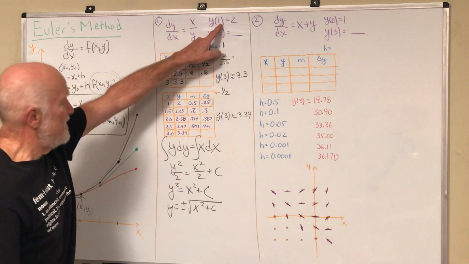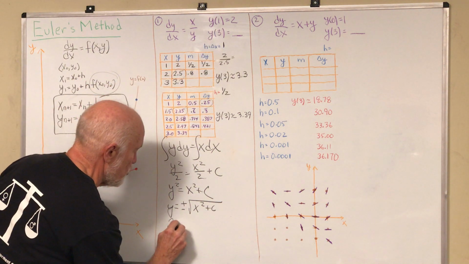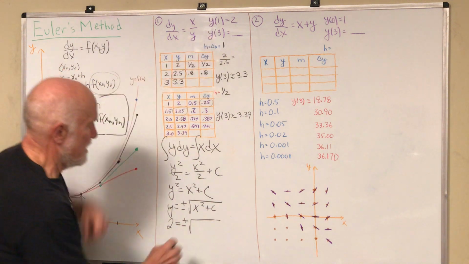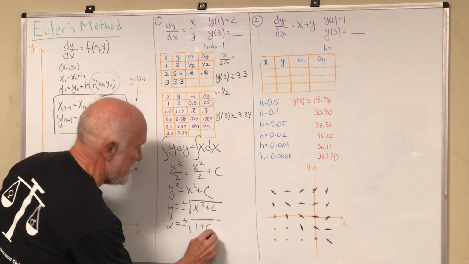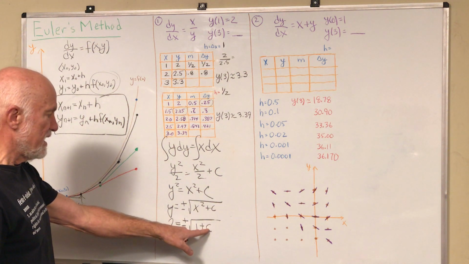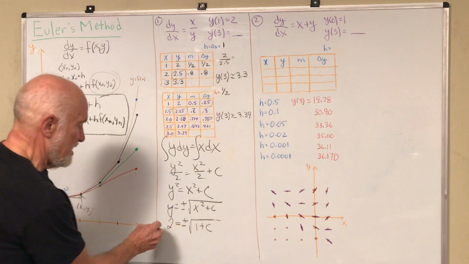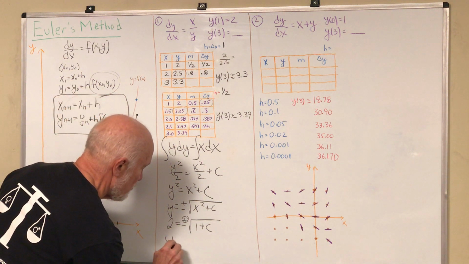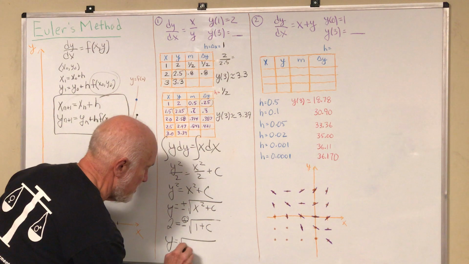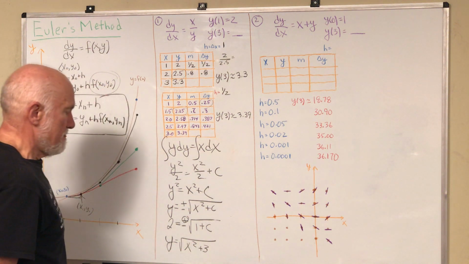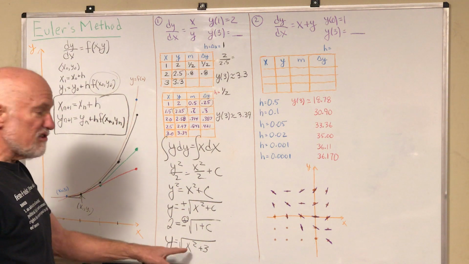And then we put in our initial condition that 2 equals plus or minus the square root of 1 squared plus c. So c must be 3, and since 2 is positive, we must be using the plus. So y equals the square root of x squared plus 3. So now that's the exact solution.